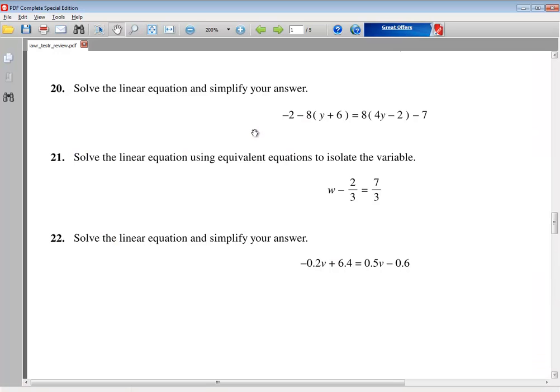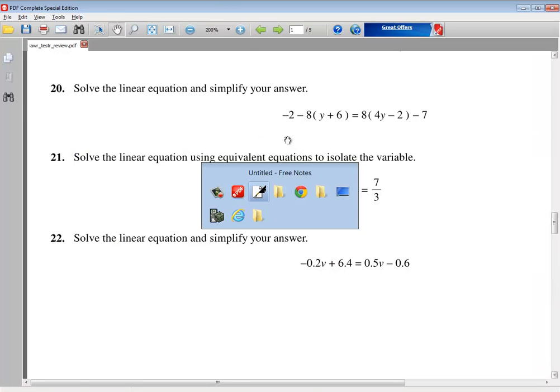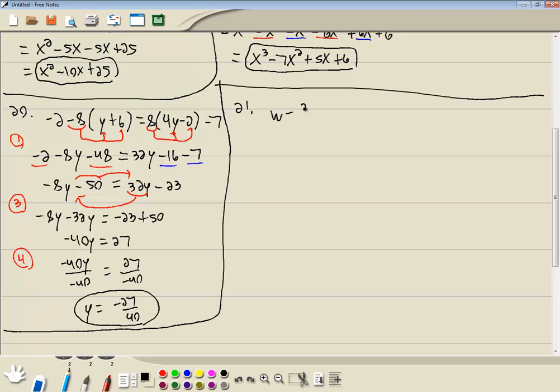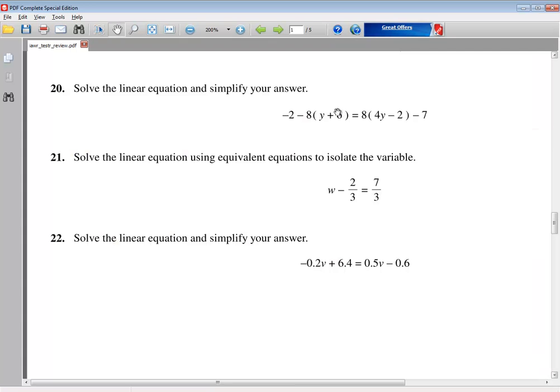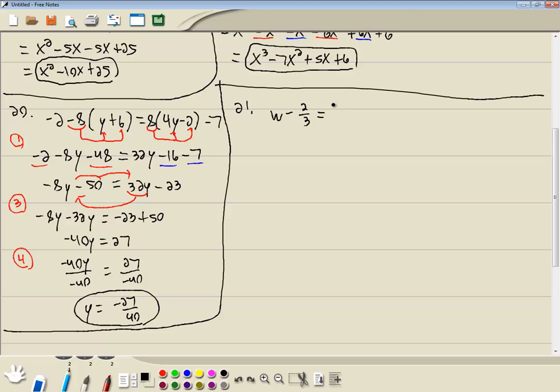Okay, number 21. We got w minus 2/3 equals 7/3. There's a shortcut to this one, but I'm going to ignore it. Go through my 4 steps. First step, get rid of parentheses. Don't have any. Second step, get rid of fractions. Multiply everything by the LCM of all your denominators.